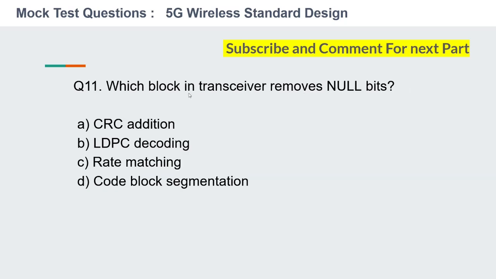Which block in the transceiver removes null bits? So these are the options: CRC addition, LDPC decoding, rate matching, code block segmentation. So your time starts now. And the answer is D, code block segmentation. Now let's go to our question number 12.